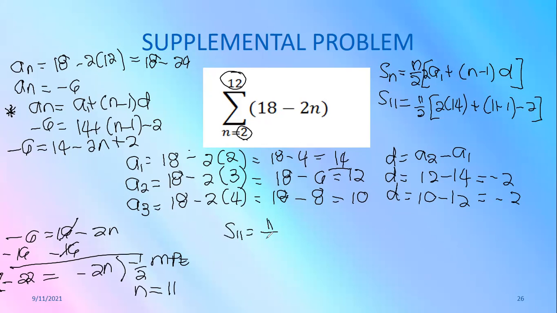Yan, sum of 11 terms. So magiging 11 over 2 multiplied by, so 28. So plus 10 multiplied by negative 2. So negative 20. Okay, so this is equal to 11 over 2 multiplied by 8. Ayan. So ibig sabihin, ang sum daw ng 11 terms is 44.